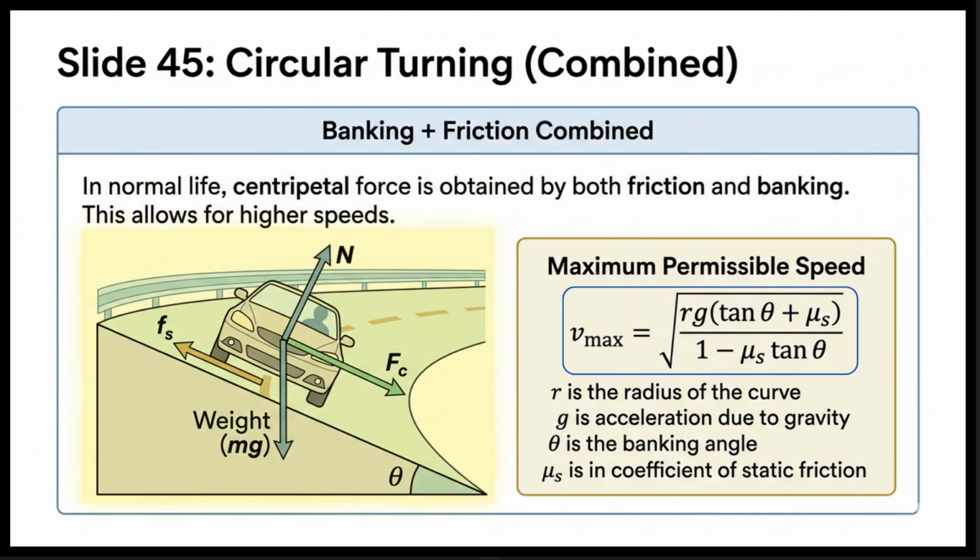The diagram shows all forces acting: normal force N perpendicular to the banked surface, weight mg downward, static friction up the slope, and the resulting horizontal centripetal force. Maximum permissible speed is the square root of r times g times the quantity tangent theta plus the coefficient of static friction, divided by 1 minus the coefficient of static friction times the tangent of theta.